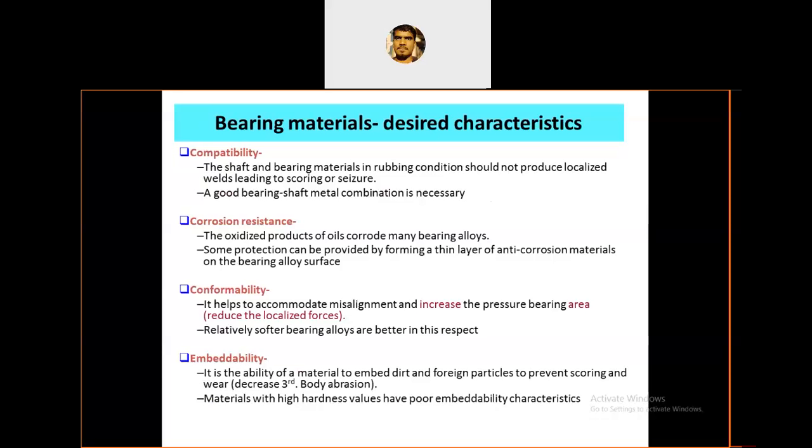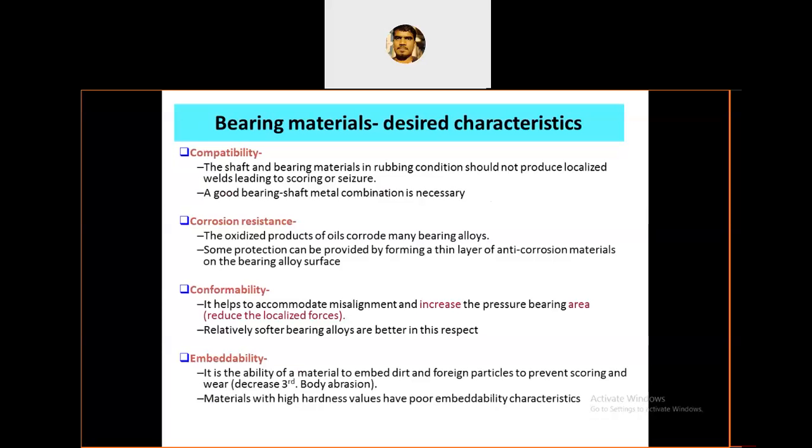This high corrosion resistance property can be enhanced by using additives or anti-corrosion material. Either we may directly use an anti-corrosion resistant material, or we may increase it by using some additives in the material, so that we can increase the corrosion resistance property.